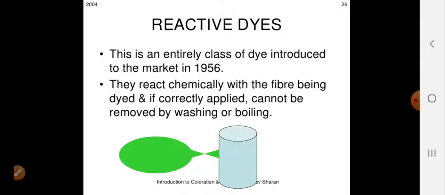This is an entire class of dye introduced in the year 1956. They react chemically with the fiber being dyed, and if correctly applied, cannot be removed by washing or even boiling. So, a chemical reaction between the dye and the fabric being dyed takes place, and good fastening is done.